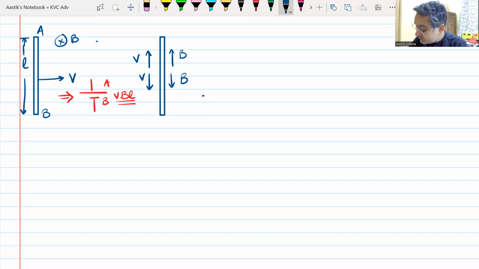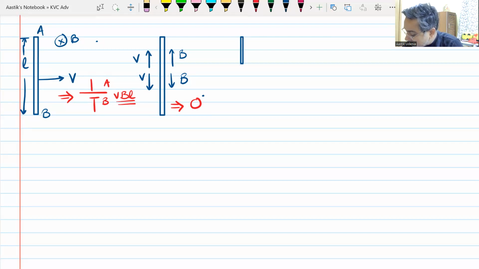Zero. Why zero? Because they are parallel or anti-parallel. So here either the velocity or the magnetic field would be parallel or anti-parallel to the length. Do we understand this? Yes or no? Yes.